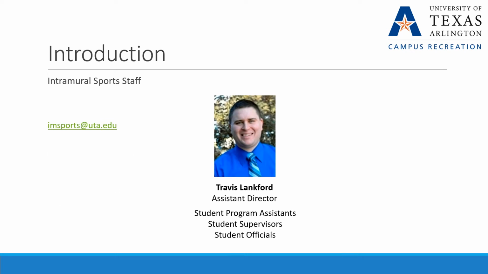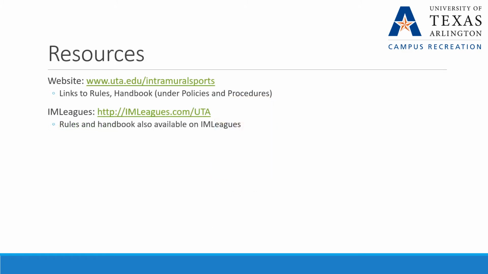The intramural sports staff is comprised of the Assistant Director, Travis Langford, as well as student program assistants, student supervisors, and student officials. If you need to get in contact with us, please email us at imsports@uta.edu. Our website is uta.edu/intramuralsports. You can find links to our rules, handbook, policies and procedures, as well as other events that are going on at campus recreation. IMLeagues is our scheduling software that we'll talk about. The rules in the handbook can also be found on IMLeagues.